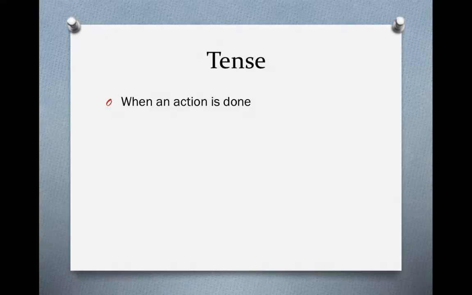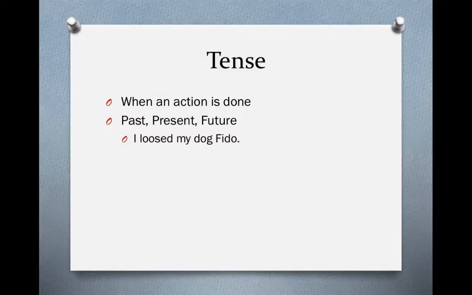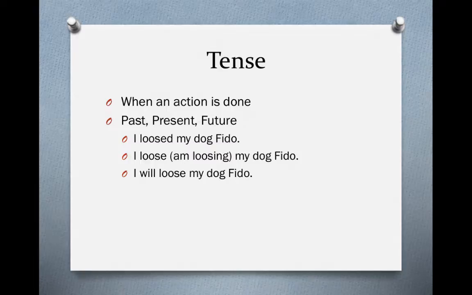Tense has to do with when an action is done. Could be past, present, or future. So if I said, I loosed my dog Fido, that would be in the past. I loose, or we could also say or translate, I am loosing my dog Fido, that would be the present. And I will loose my dog Fido. So what we're saying is generally if it's past, we might add an ed to the form of the verb, loosed.